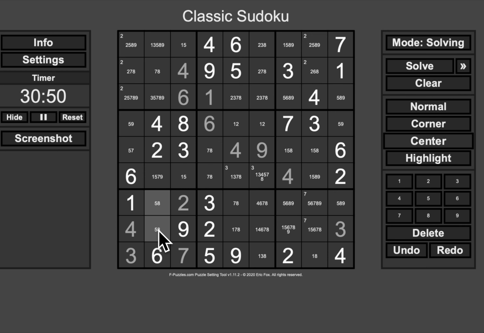Let's see, 5 or 8 are definitely used here in these two, so this can't be 5. This can't be 5 or 8. That's actually forced to be 7 now. Rule out all of these 3 cells from being a 7. This is now down to 3 or 9.